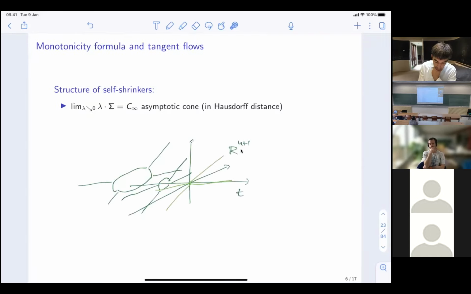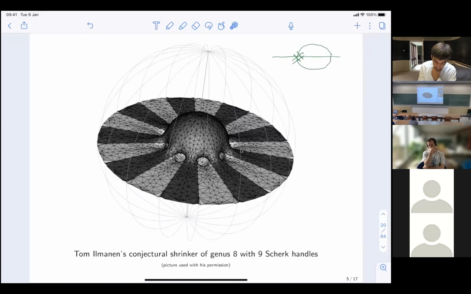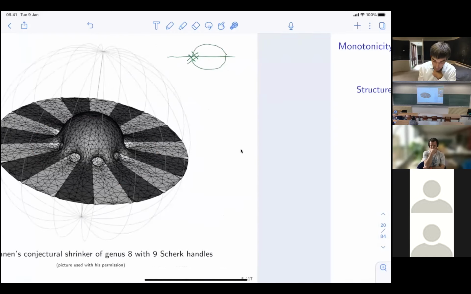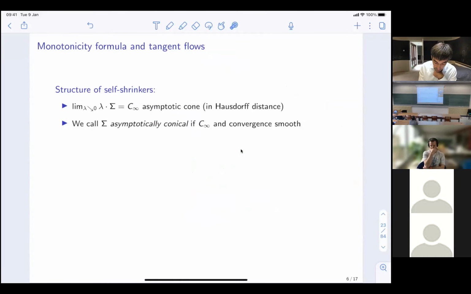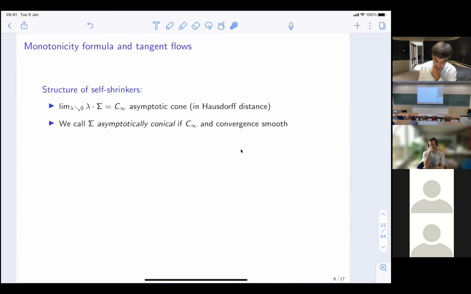Now let's look at these examples here. We call a shrinker asymptotically conical if this cone is smooth at infinity, so if it's a cone over a smooth submanifold of S^n. Then we say that the shrinker is asymptotically conical if this cone at infinity is smooth and the convergence to the cone is smooth. So it also means no higher multiplicity. Okay, so that's an asymptotically conical shrinker.